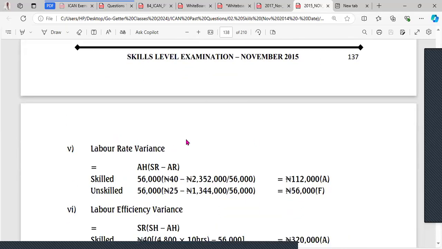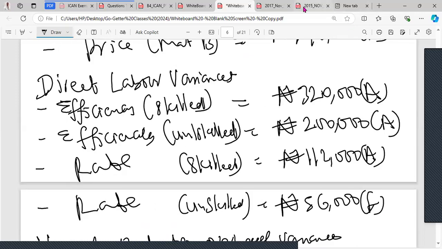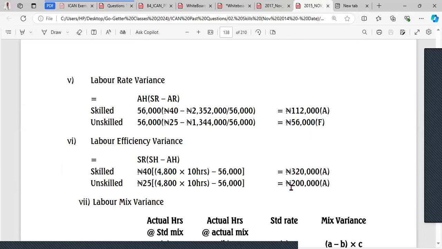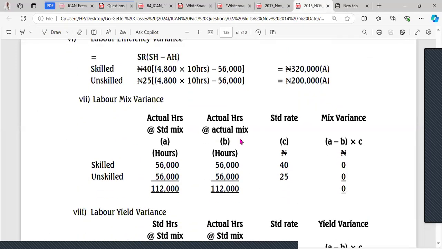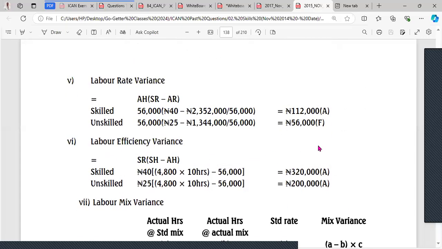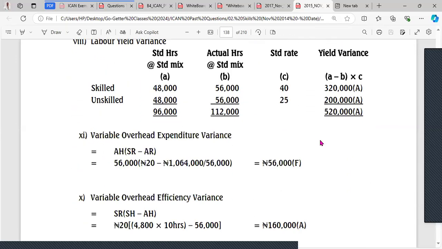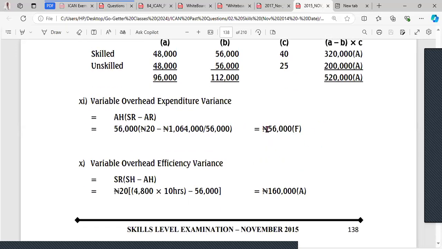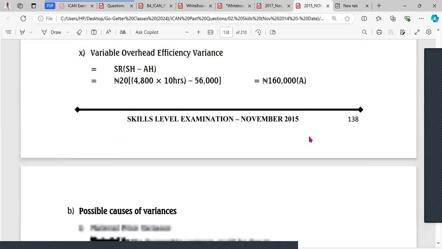We have labor rate 1126, efficiency 210, 300. Then we have this mix and yield that they are doing here. Just forget about the mix and yield that they are doing here. Then we have variable overhead. We have 6 favorable, 160 adverse. So that's it.